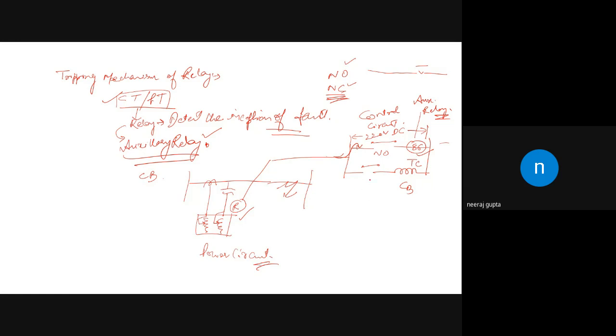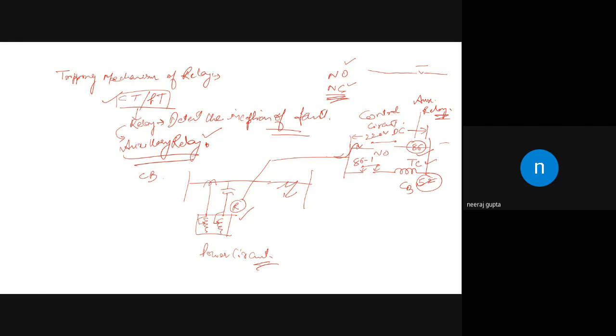When this auxiliary relay operates, its contact closes, and as a result the signal is given to the trip coil of the circuit breaker. The circuit breaker is represented by the number 52. So this is how the control circuit and the whole circuit works.